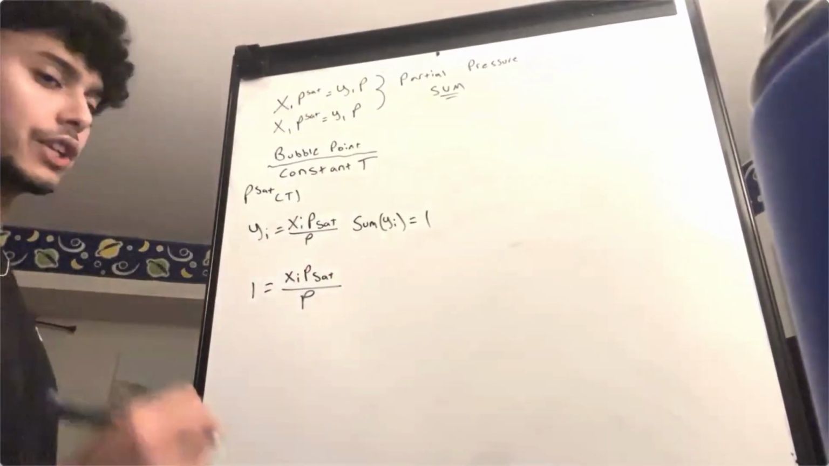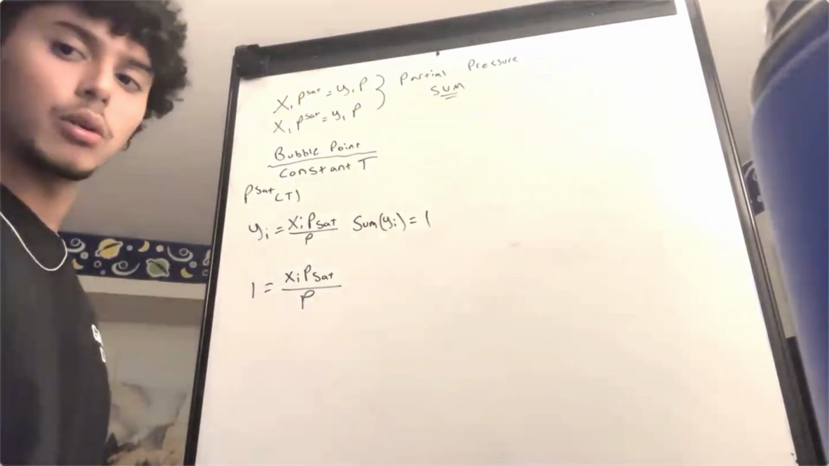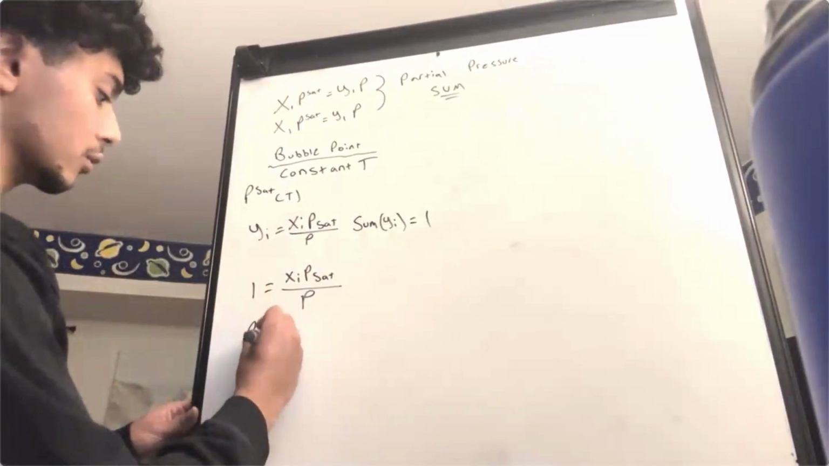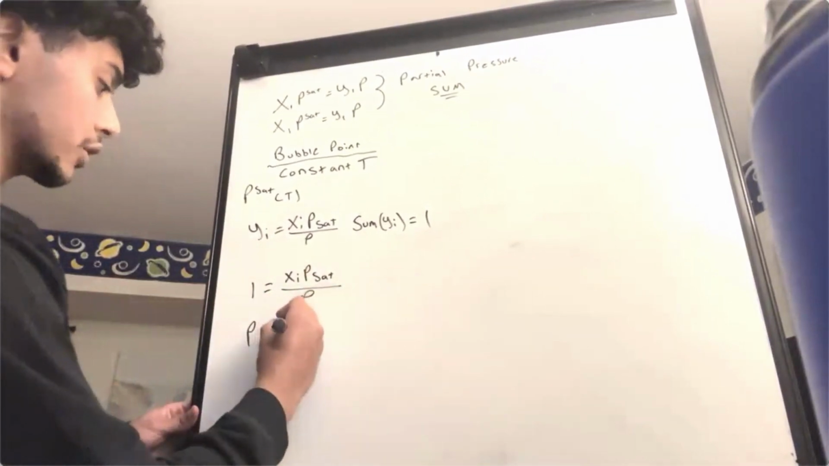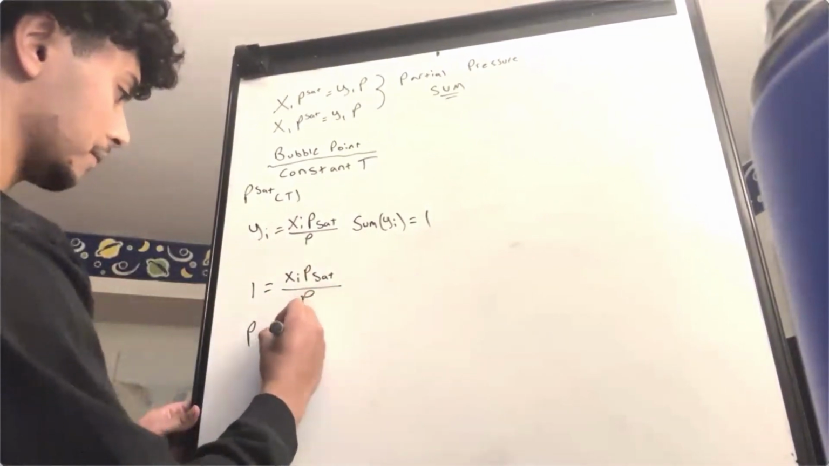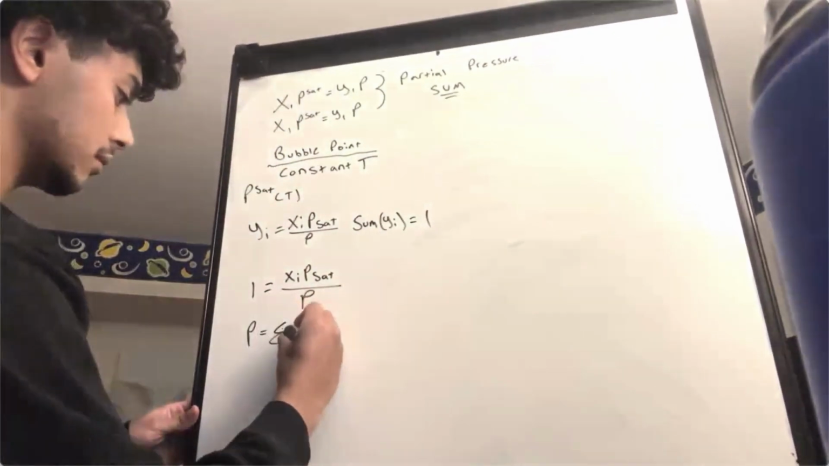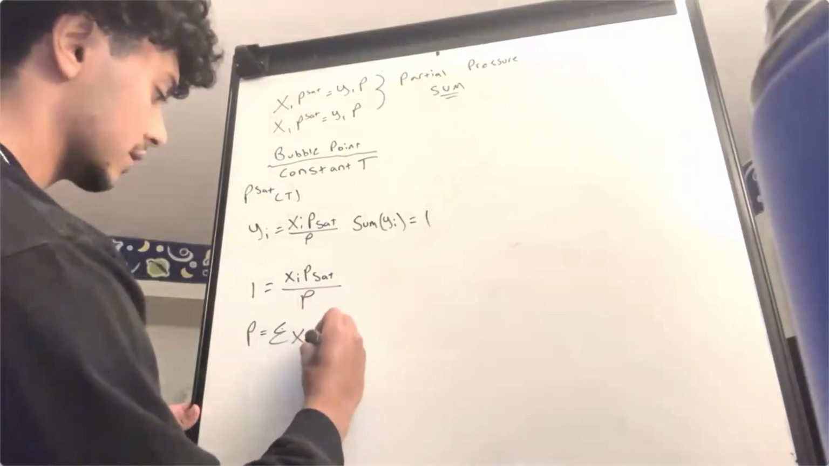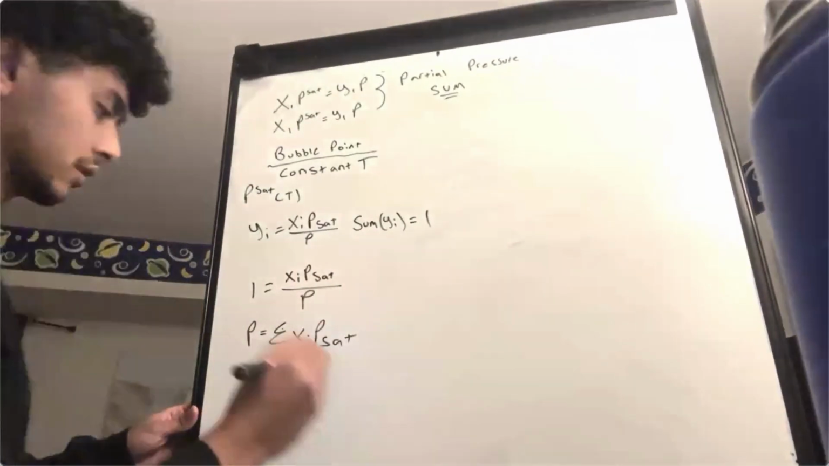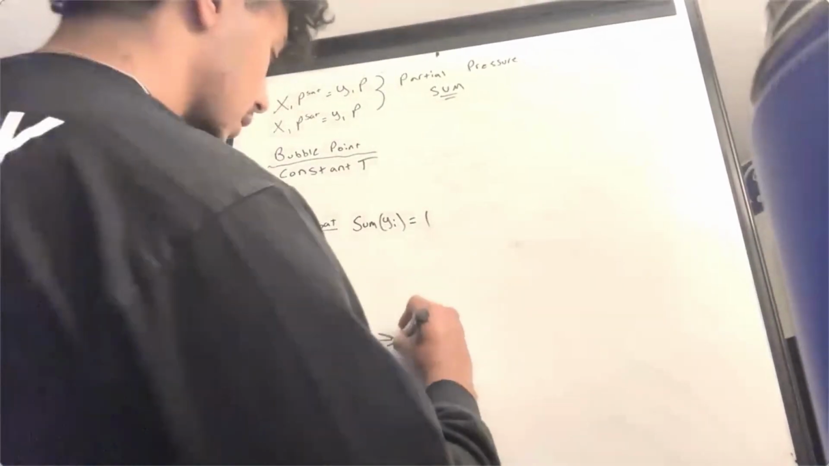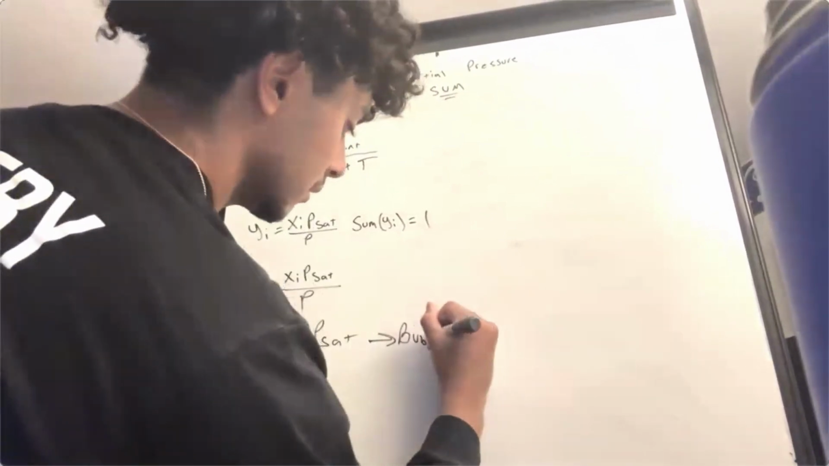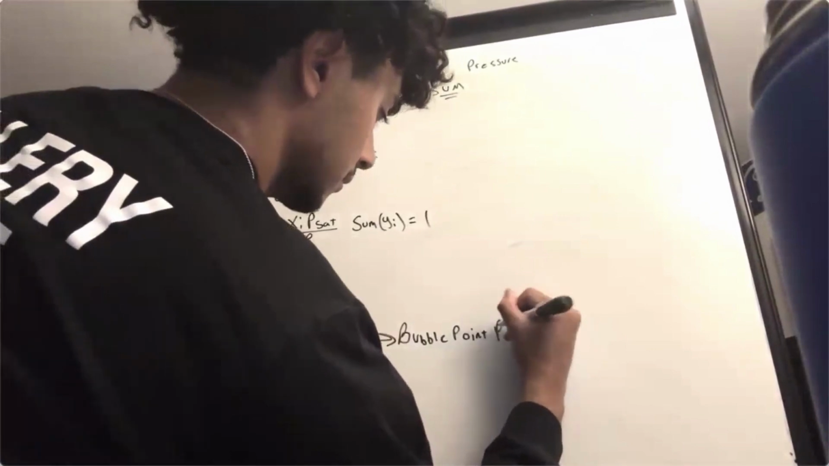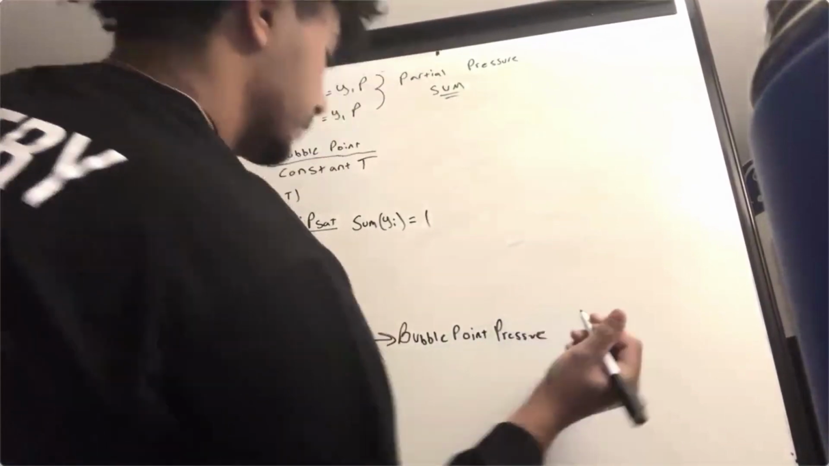To finish deriving this equation, we're going to solve for P, the total pressure. That gives you pressure equals the sum of the liquid mole composition times the saturation pressure. This will ultimately be our bubble point pressure.